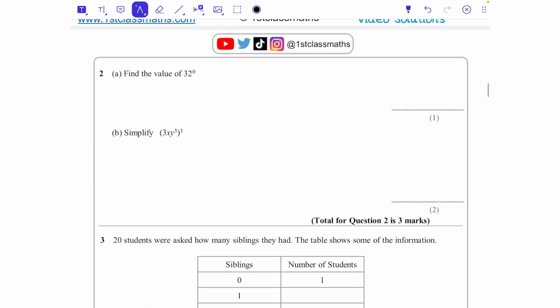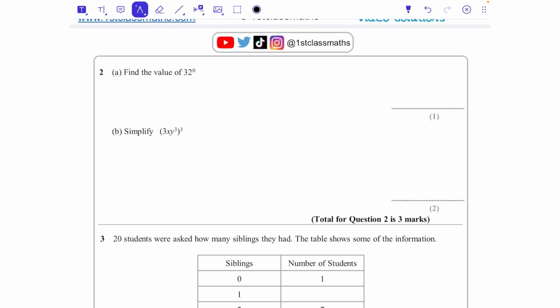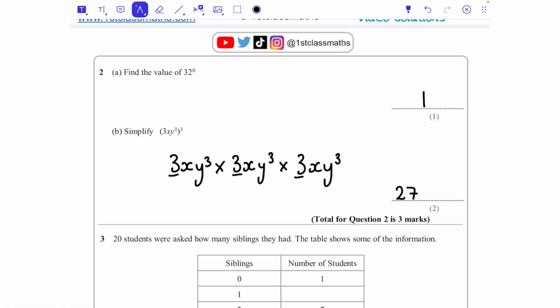Okay, question number 2. Find the value of 32 to the power of 0. And we know that anything to the power of 0 is going to be 1 for the purpose of GCSE. Now for part 2, we're going to simplify this expression. Now I find it helpful when we've got these to write it out as many times as you are raising the power. So if we are cubing this expression, we're doing 3xy cubed times 3xy cubed times 3xy cubed. And then we can think, what does 3 times 3 times 3 make? And that would be 27.